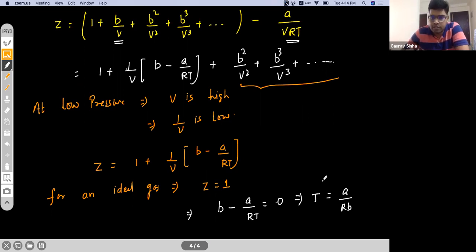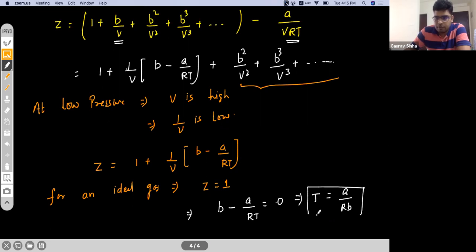No, 1 by V we won't take as 0, because first of all, V cannot be 0, since V is the volume of the gas. It will be minimal, negligible, you can say, but 0 we cannot say. And if you make V as 0, then 1 by V becomes infinity. So this condition we are ignoring, hence we're taking b minus a by RT equal to 0. So for this to be 0, T equals this.